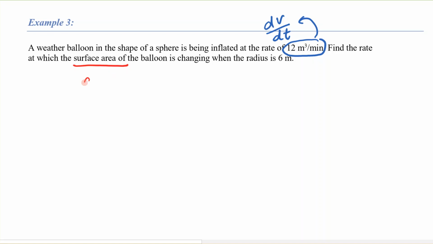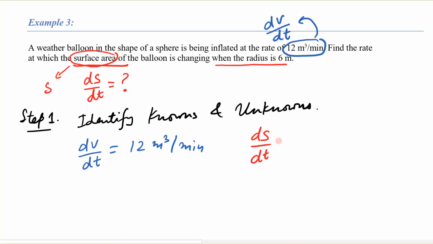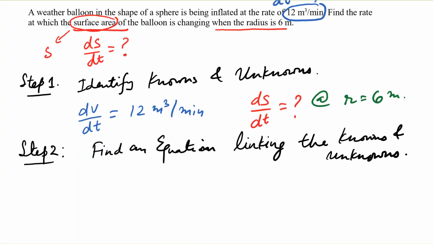So we want to figure out what is the rate at which the surface area is changing. Let's say we use S for surface area. First step is to identify knowns and unknowns. In this one, we are given the change in volume, which is 12 cubic meters per minute, and what we want to find, what is unknown, is the change in surface area with respect to time when the radius is 6 meters. Next, we need to find an equation which links unknowns and knowns.